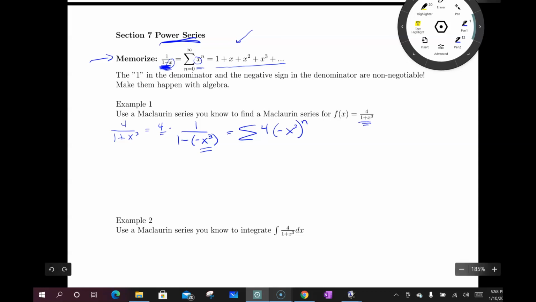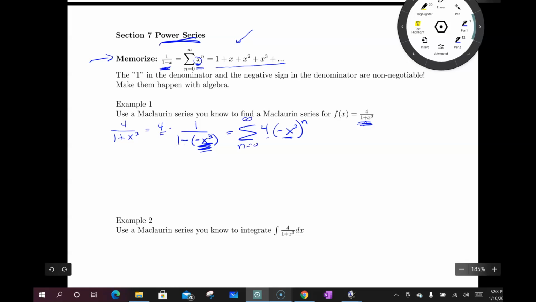So again, I'm just using this expression that looks very much like this. I'm making it match, just like I did with the Maclaurin series with cosine and sine. So I rewrote this as 1 minus negative x cubed. So this is my x that I'm substituting into here. And the 4 just carries along on the outside.